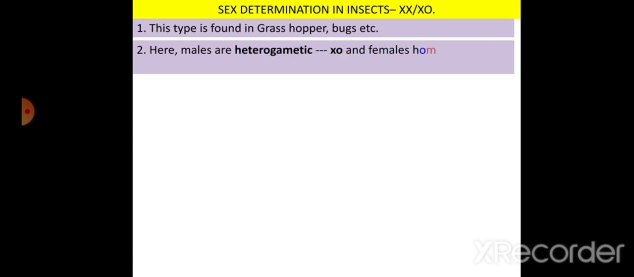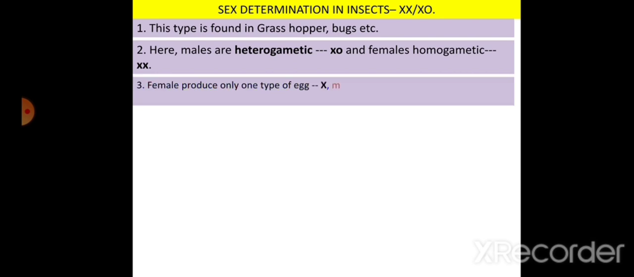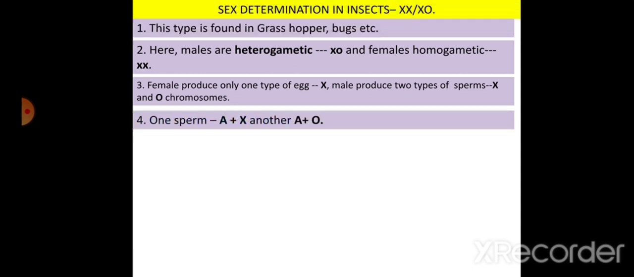Here males are said to be heterogametic, that is they are going to produce X and O types of gametes, and females are said to be homogametic, that is they are going to produce only one type of gamete, that is X. Female produces only one type of egg, that is X, and male produces two types of sperms, that is X and O. One sperm can be with A plus X, that is autosome plus X chromosome, and another can be with A plus O, that is autosome and O chromosome.